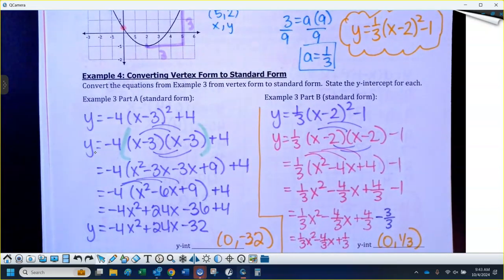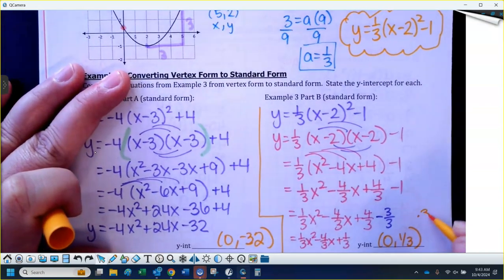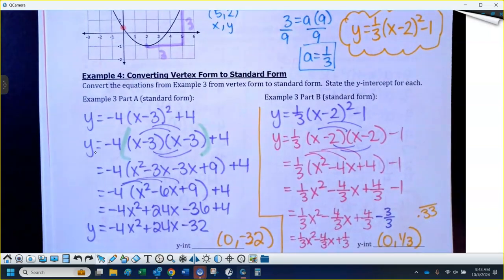Is it a question? If you wanted to put 0.3 repeating, that's the same thing as 1/3.